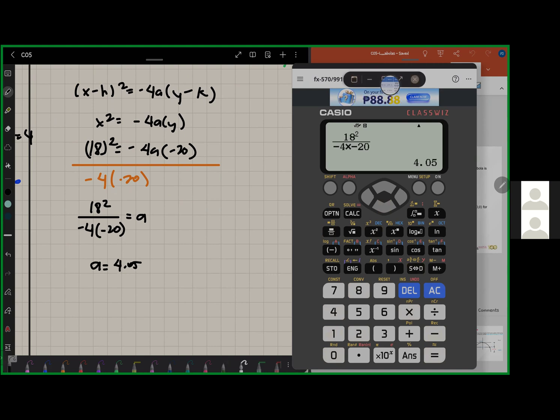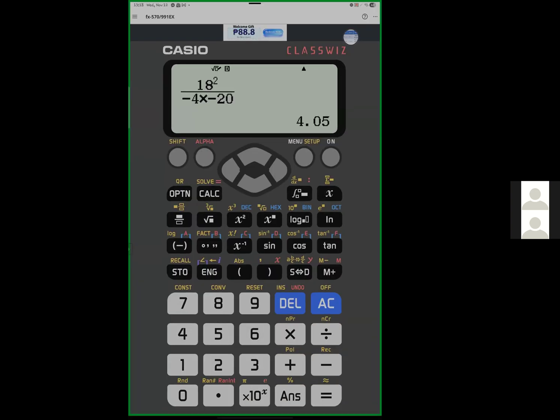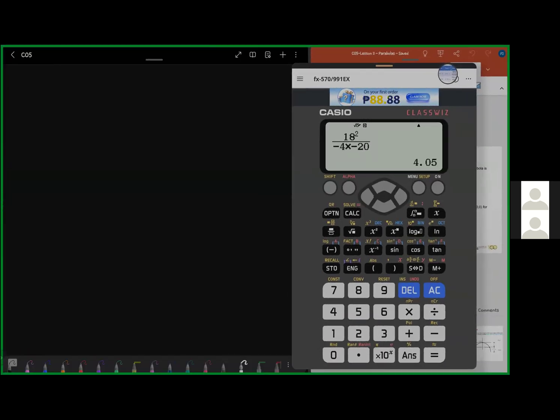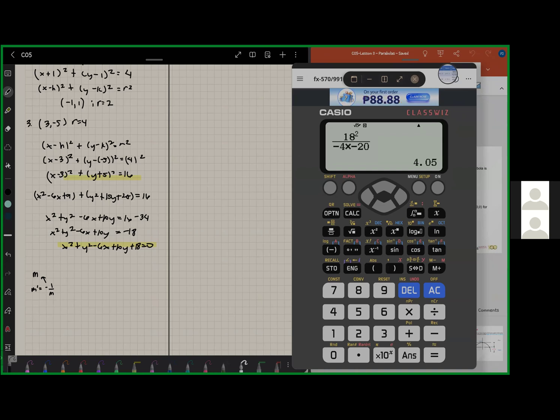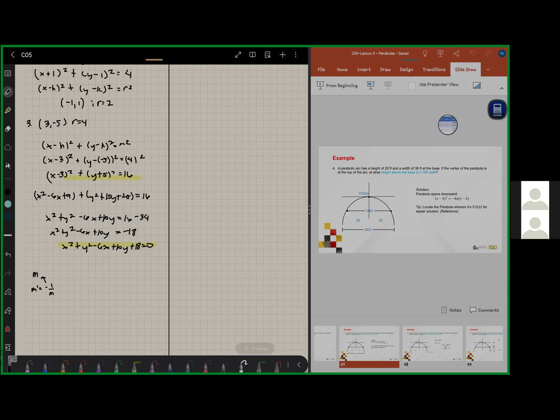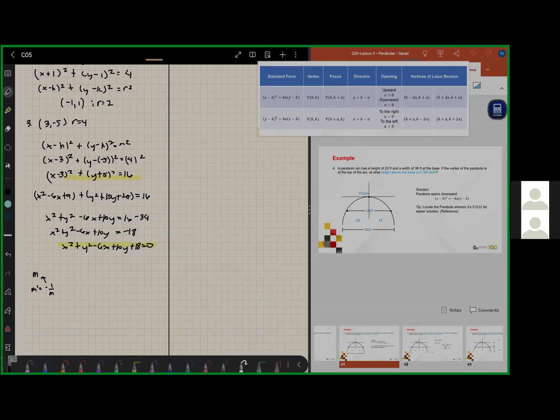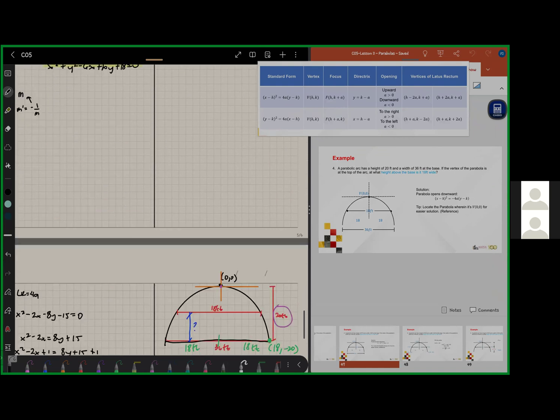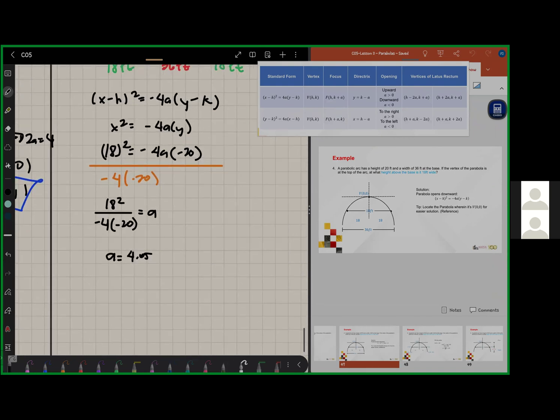So now we can complete our equation of our parabola. So we still have here our formulas. Since we have a, we can now complete it. We have x squared is equal to negative 4 times 4.05 times y.